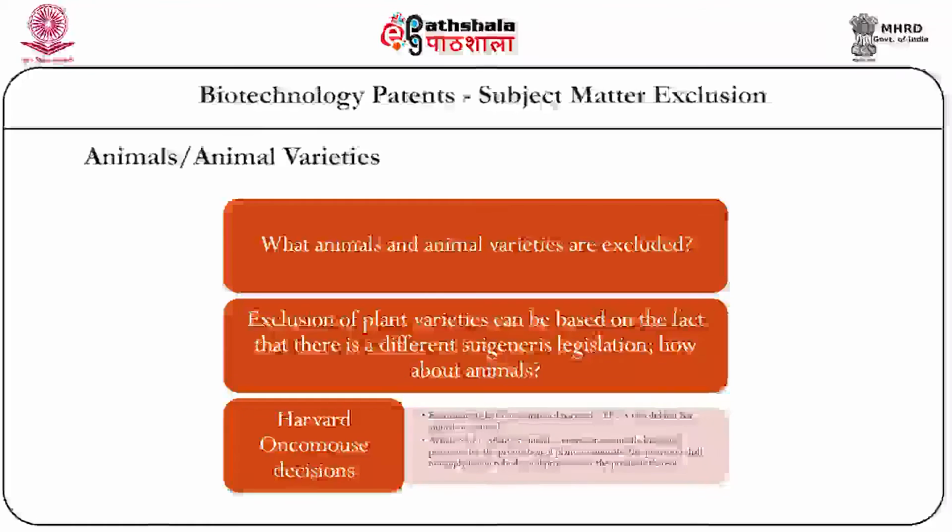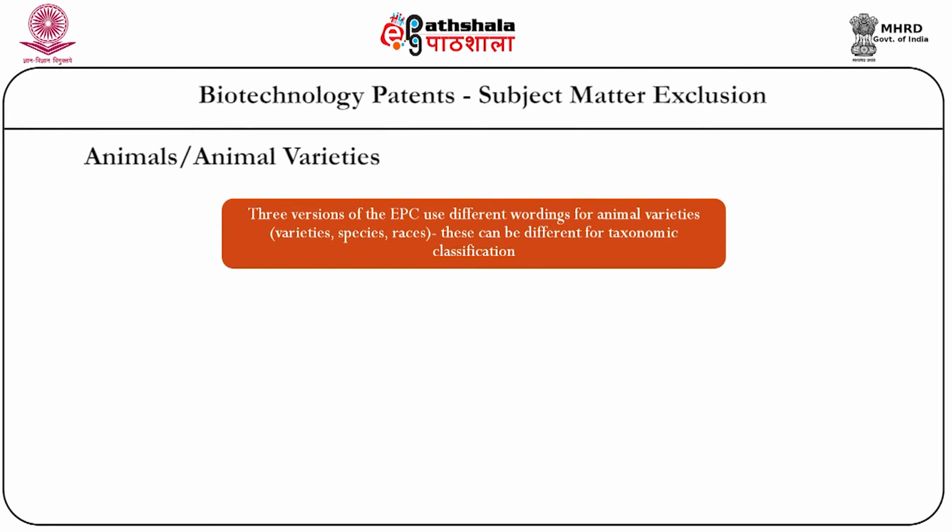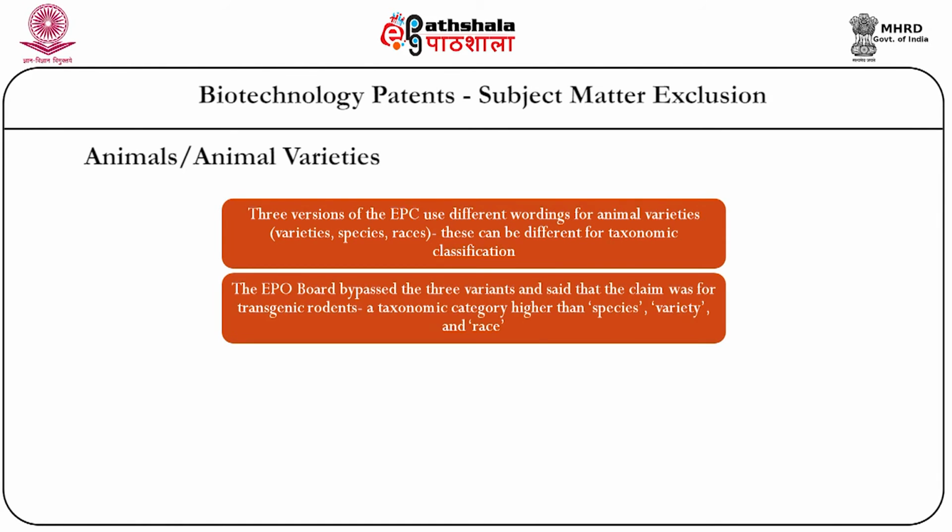Now the case went on appeal, and finally the conclusion was that there were three versions of the European Patent Convention, wherein different wording was used for animal varieties: varieties, species, races. These different classifications can lead to certain kinds of difficulties in interpretation from a taxonomic perspective. The EPO board bypassed the three variants and said that the claim was for transgenic rodents and not for something that was natural, a taxonomic category higher than species, varieties, and race.